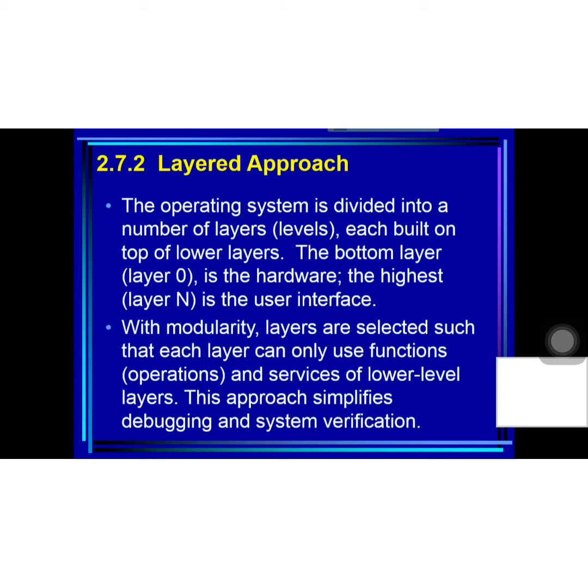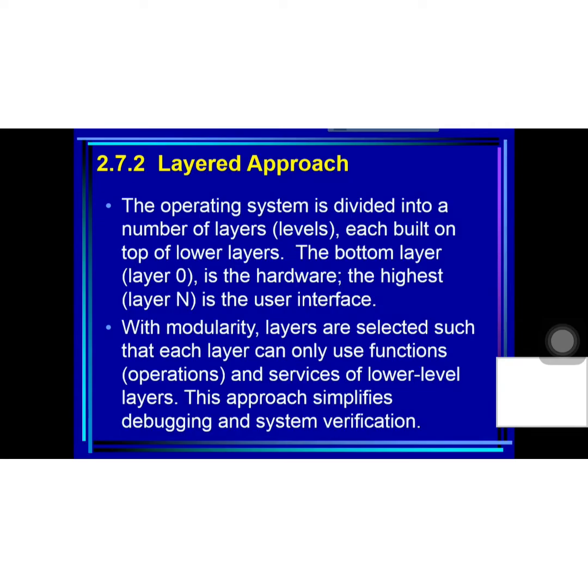Once the first layer is debugged, its correct functioning can be assumed while the second layer is debugged, and so on. If an error is found during the debugging of a particular layer, the error must be on that layer, because the layers below it are already debugged. Thus, the design and implementation of the system are simplified.